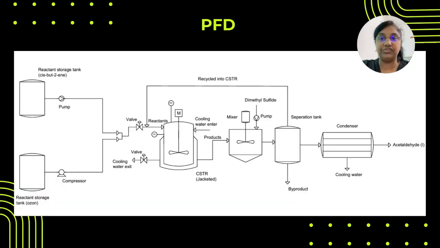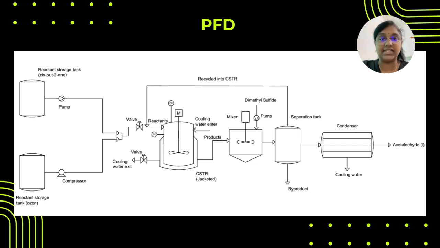Let's walk through the process of producing acetaldehyde via the ozonolysis of cis-but-2-ene. First, the process begins with two reactant storage tanks, one containing cis-but-2-ene and the other ozone. The cis-but-2-ene is pumped while ozone is compressed to ensure consistent flow. Both reactants are then combined through valves and introduced into the reactor.